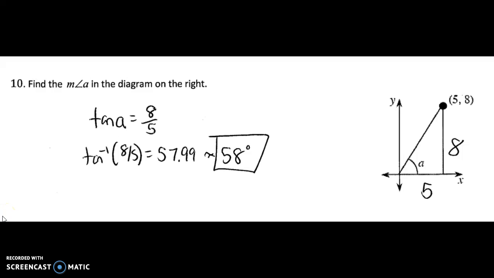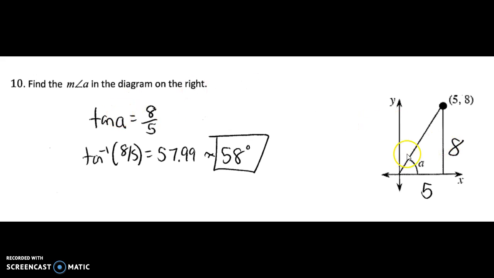Number 10 in your review says that we want to find the measure of angle A in the diagram on the right over here. So our first thing that we notice, we have this right triangle, and we have the coordinate points for this point are 5, 8, which means our x value is 5 and our y value is 8. That means we've moved 5 spaces on our x-axis, so I've labeled this length as 5, and 8 spaces on our y-axis, so I've labeled our height as 8.